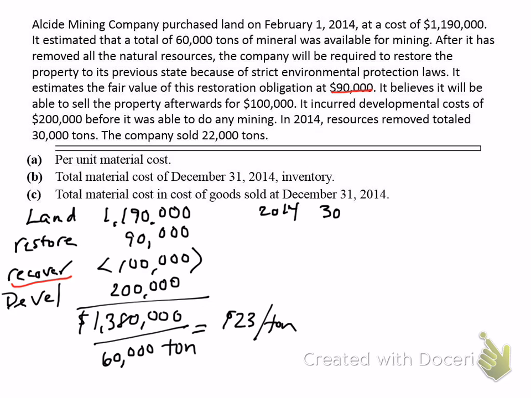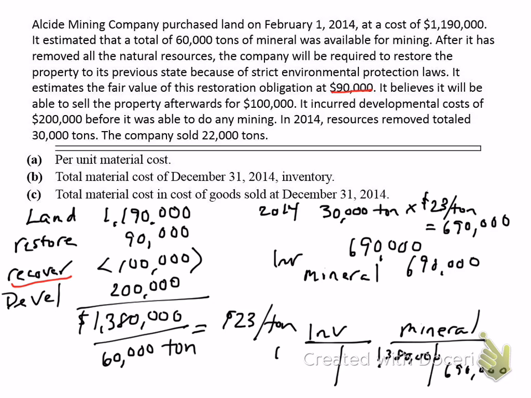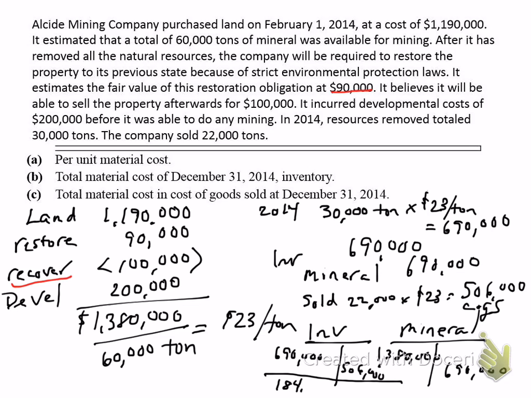Then they want to know the total material costs of the 2014 inventory. So in 2014 they mined 30,000 tons at $23 a ton, or $690,000. So we would originally debit inventory 690,000, credit minerals, which would be the account we have the 1.38 million in. But then some of this inventory was sold. So they said that they sold 22,000 tons. So we have to take $506,000 out of inventory to put it into cost of goods sold. So our ending inventory is $184,000.